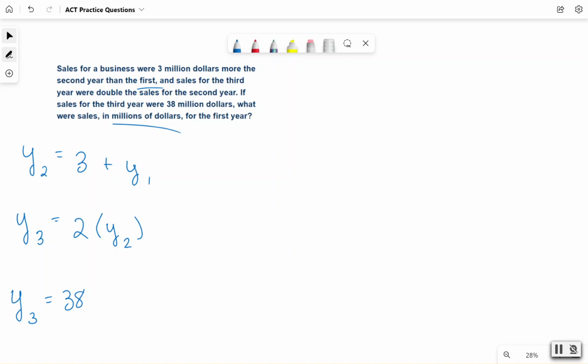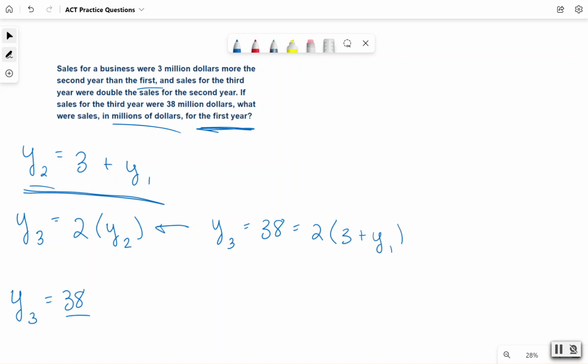So our whole goal now is how much did we make the first year? The best way to do that is substitute the values that you know. In this case, we know what Y3 is equal to, and we also know what Y2 is equal to. So let's plug both of those values into this middle equation here. We have Y3, which is equal to 38, which is equal to 2 times Y2. And what's Y2? Y2 is up here. It's going to be 3 plus Y1. Awesome. And so now we solve for Y1, since Y3 is really not applicable anymore since we know it's equal to 38.